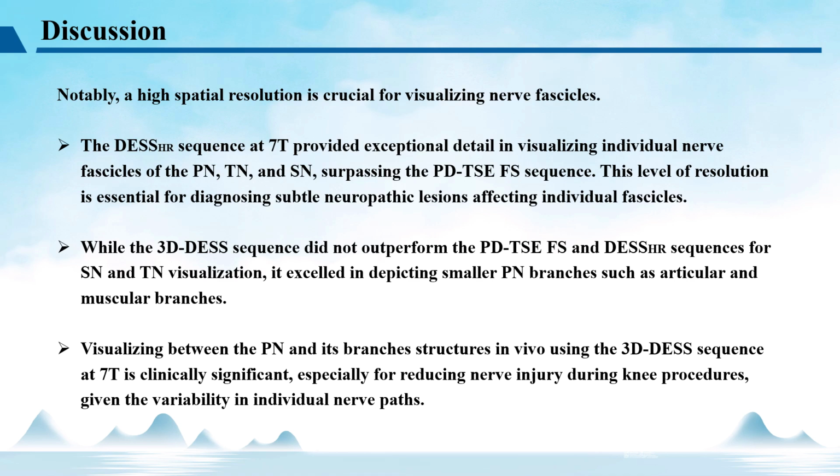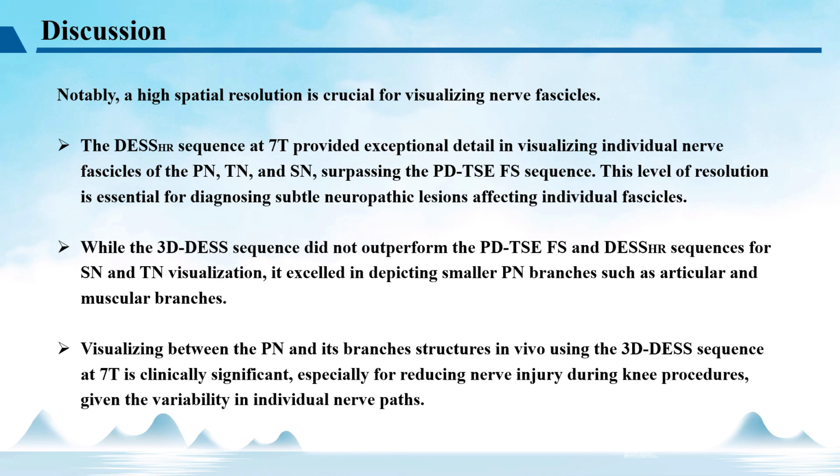Notably, the DESS sequence provided exceptional detail in visualizing individual nerve fascicles. It is essential for diagnosing subtle neuropathic lesions affecting individual fascicles. Additionally, the 3D DESS sequence excelled in depicting smaller peroneal nerve branches, such as articular and muscular branches. Visualizing these branches in vivo using the 3D DESS sequence at 7T is clinically significant, especially for reducing nerve injury from knee procedures.